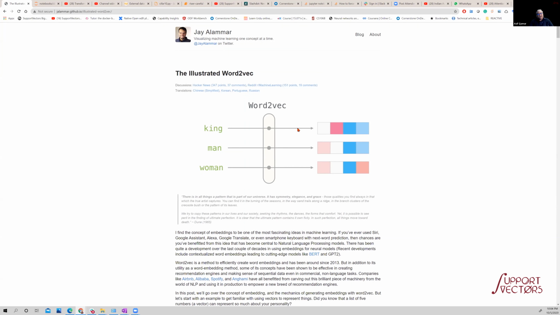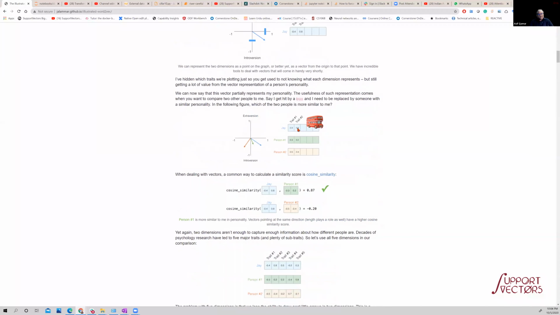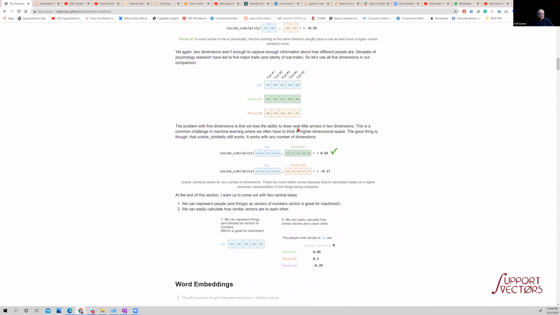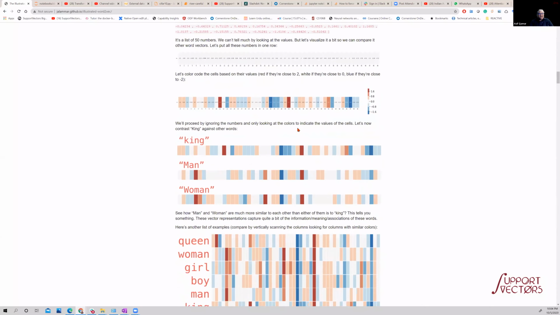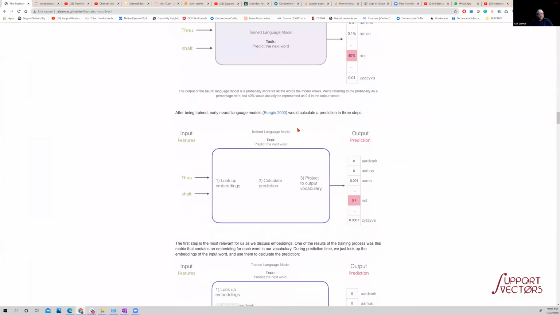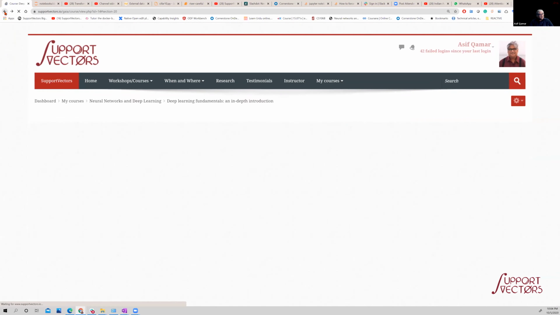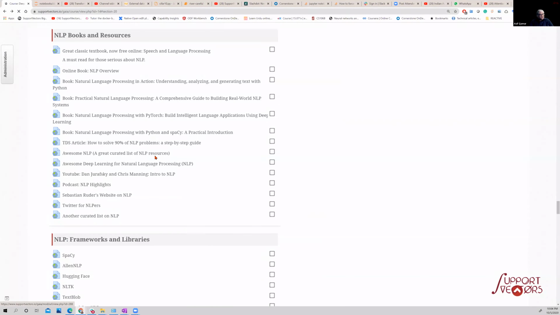Jay Alammar has given an excellent and very well quoted explanation of word embeddings. In particular here, he has talked about Word2Vec. Right? So do please go and play with these resources.